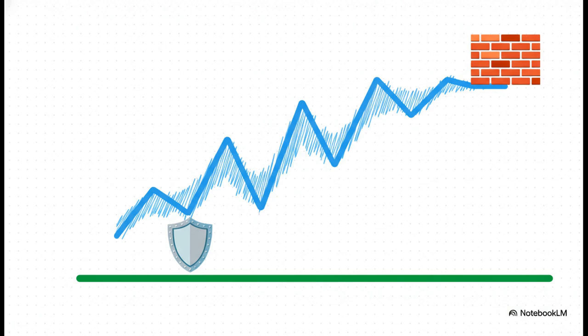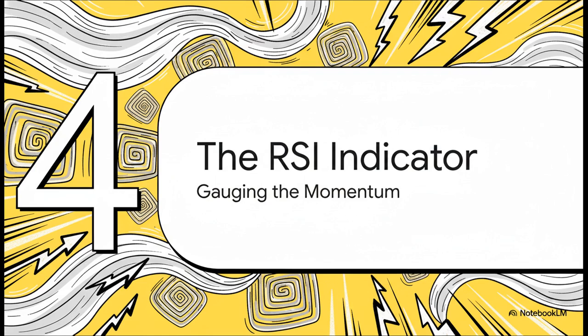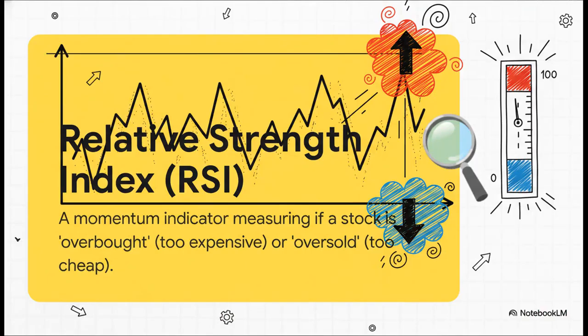So we have the waves telling us the direction, and we have Fibonacci levels giving us potential targets. But there's one more crucial piece to the puzzle: momentum. I mean, how much oomph is really behind a price move? For that, analysts use another indicator. It's called the Relative Strength Index, or RSI for short. Just think of it like a momentum meter for the stock. It bounces between 0 and 100, and it tries to tell an analyst if the price is moving too high, too fast, which they call overbought, or if it's falling too low, too fast, that's oversold.